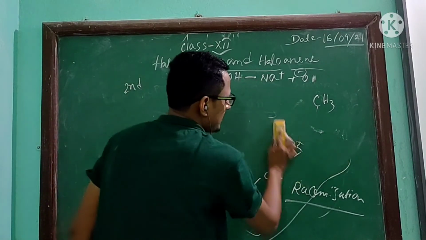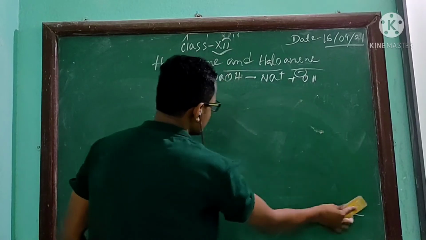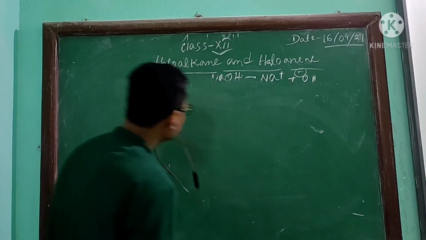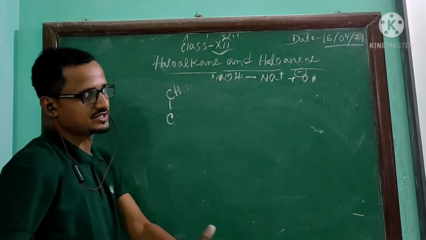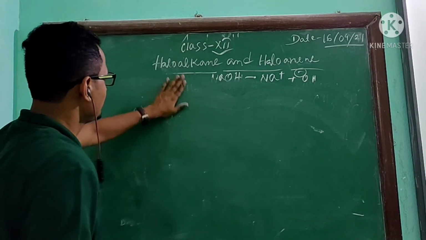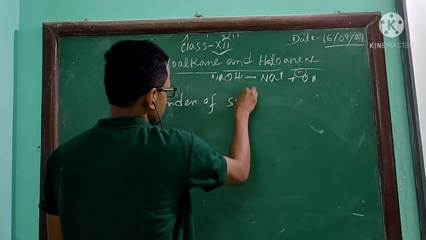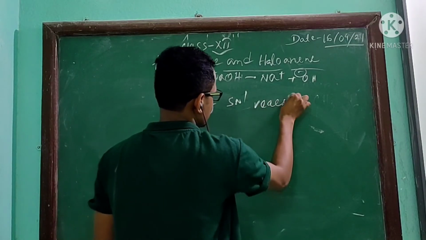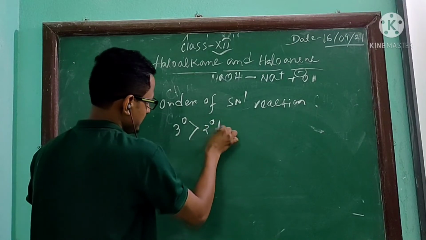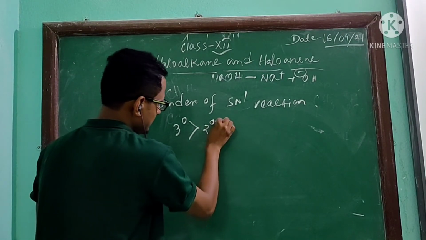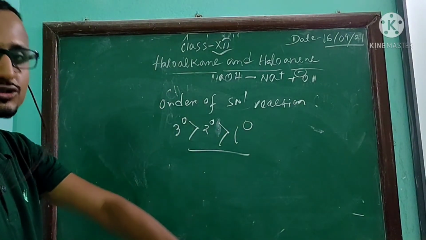As the first step of this reaction is the formation of carbocation, the 3 degree carbocation will be more stable. So any compound which forms a 3 degree carbocation will participate in the SN1 reaction first. So the order of SN1 reaction, as per carbocation, is 3 degree greater than 2 degree greater than 1 degree. Okay, and other criteria are also there.